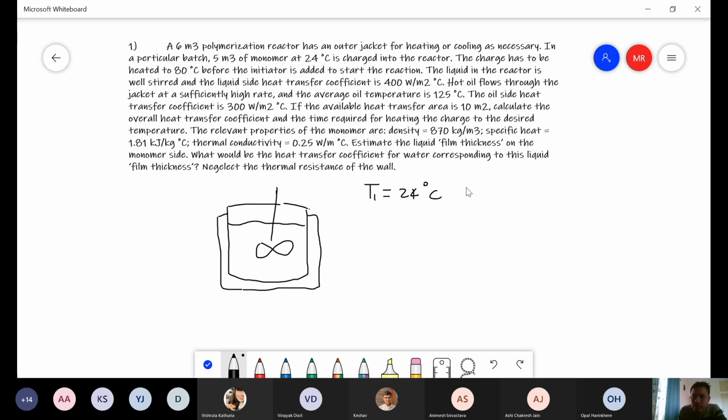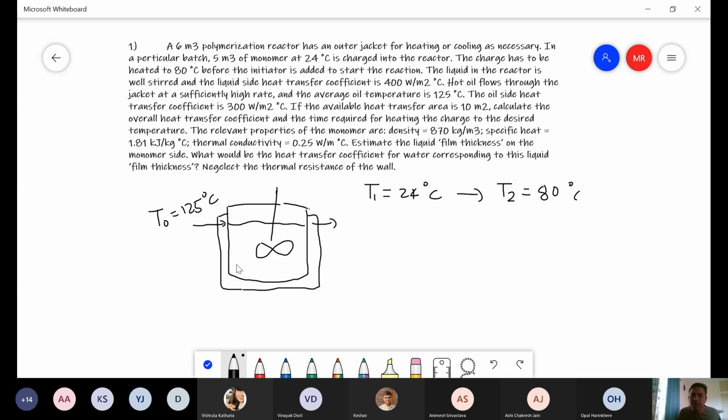Okay. This monomer has to be heated to a final temperature of 80 degrees Celsius. That is what has been given in the problem, isn't it? Correct. 80 degrees Celsius is the final temperature. Now, how is this monomer heated inside the reactor? By hot oil, which is flowing through this jacket and coming out from here. The temperature of the oil is given as 125 degrees Celsius.